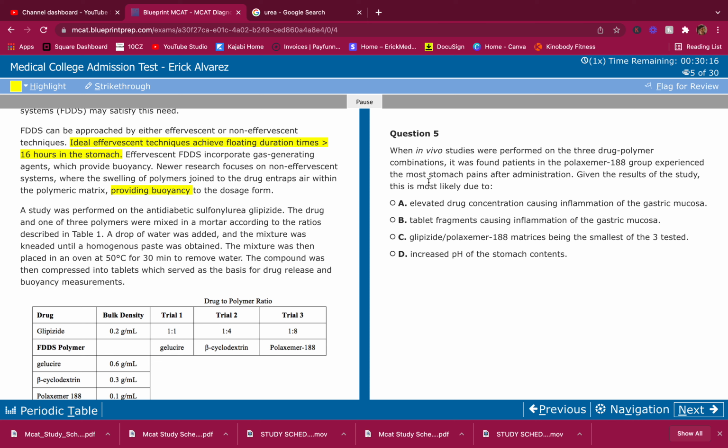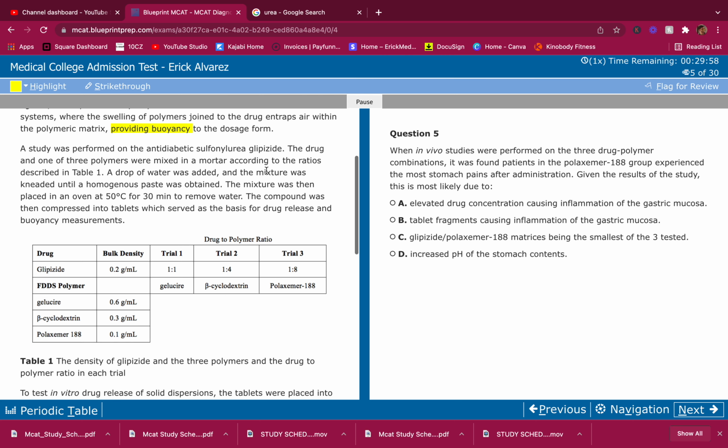Alright. When in vivo studies were performed on the three drug polymer combinations, it was found patients in the polyeczema 188 group experienced the most stomach pains after administration. Given the results of this study, this is most likely due to... Alright, let's see.